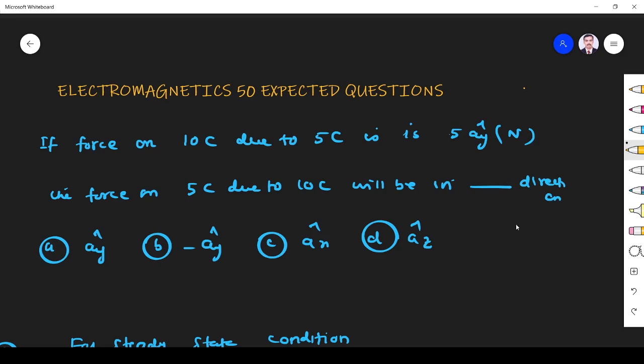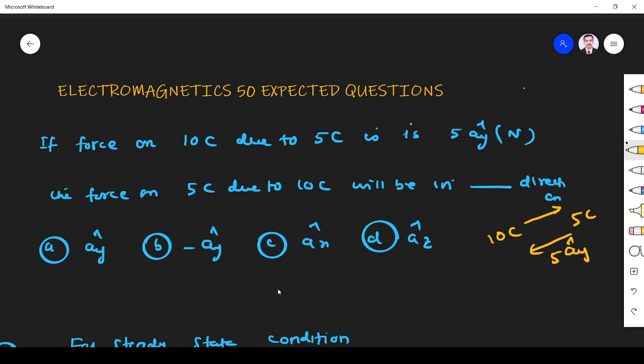So here we have a 10 coulomb and a 5 coulomb charge. The force on 10 coulomb due to 5 coulomb is 5 a_y. Okay, this is the question: the force on 5 coulomb due to 10 coulomb, right? So now the question is, how much force acts on 5 coulomb due to 10 coulomb?